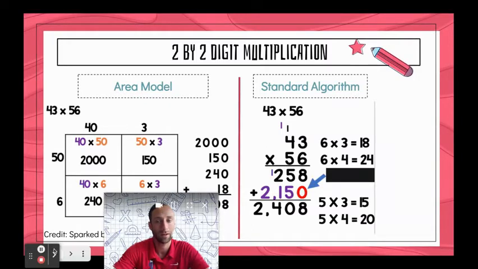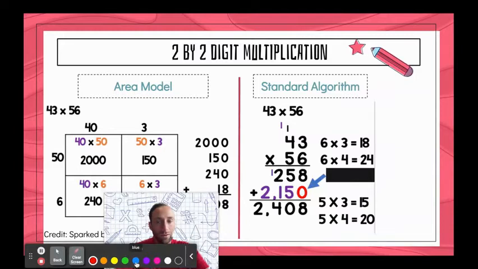So what I would do here is I would cross out my 6 so that I know I'm done with it. And then the first thing I do is I write a 0 underneath my 8. And this is what we call a placeholder. It's really important in order to successfully complete our 2 by 2 digit multiplication problem. You must have that placeholder there.